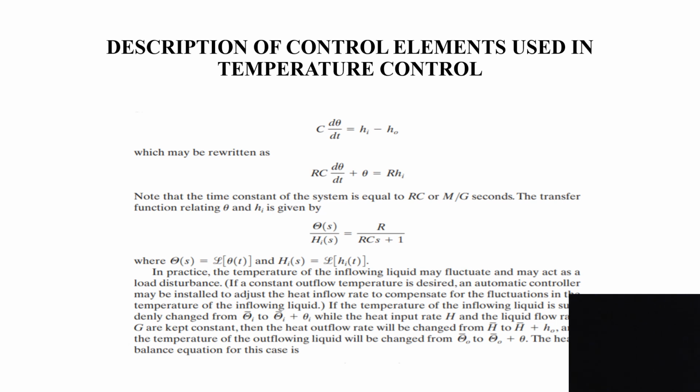When you take the LCM, you will get RC into d theta by dt plus theta is equal to R into Hi. Similar to the liquid level control system, we are going to arrive at the transfer function of the system with the help of the Laplace transform. You will get the output theta naught divided by theta i, which is equal to 1 by tau s plus 1. This is your mathematical model of the respective thermal process.